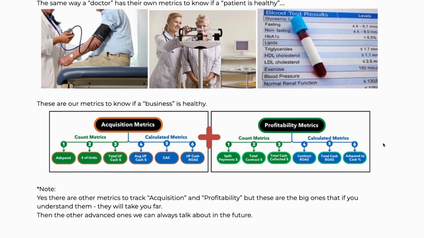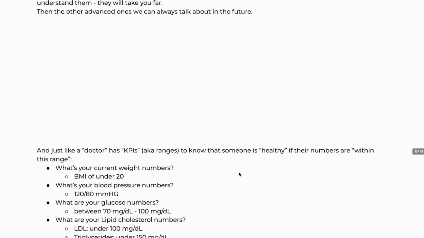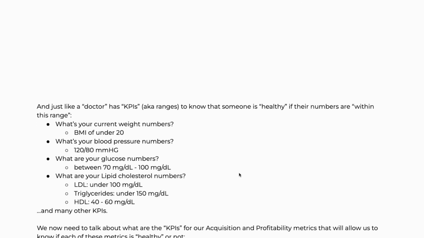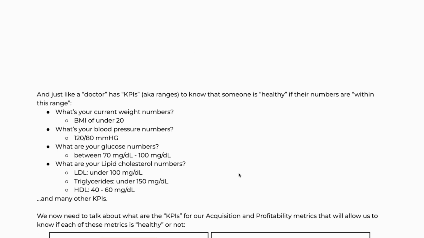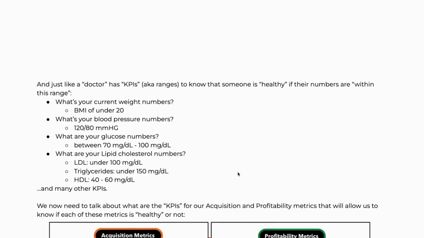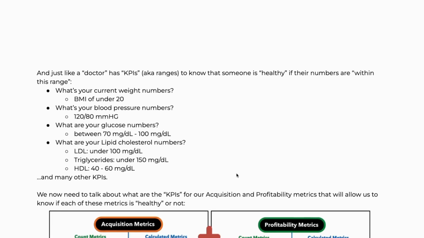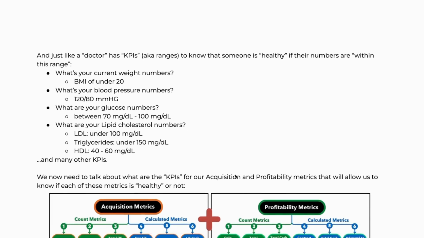So again, I'm going to say this 1,002 times. Yes, there are other acquisition and profitability metrics, but these are really the big ones that if you understand them, it's going to take you quite far. And then down the road, we will talk about more of those as you build your understanding. And again, just like a doctor has ranges and KPIs to know if somebody's healthy, right? Hey, if your BMI is over this, if your blood pressure is over this, if your glucose numbers are over this, if your LDL cholesterol, HDL cholesterol numbers are over this, that is not good.